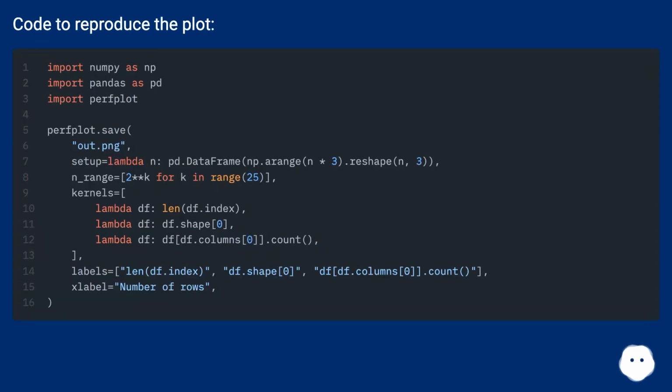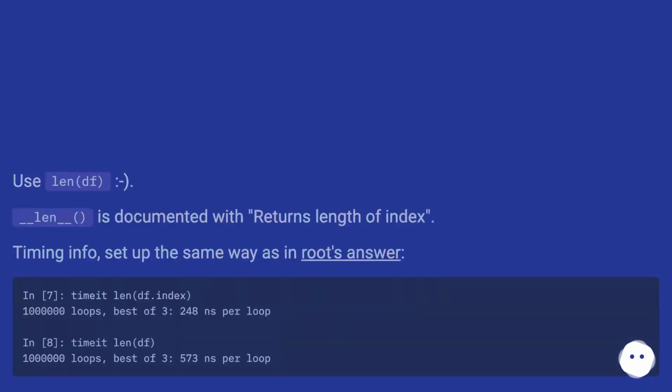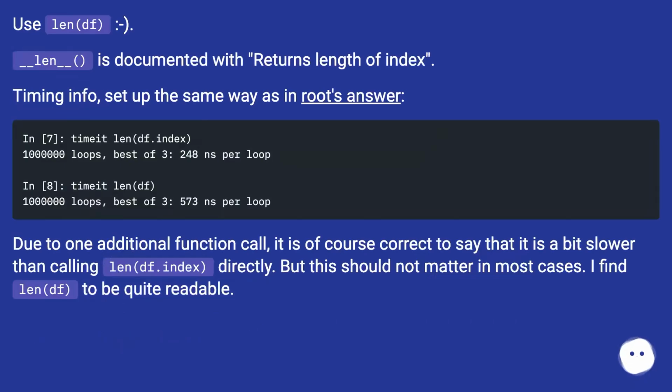Code to reproduce the plot. Use len(df), whose __len__ is documented as returning the length of the index. Timing info is set up the same way as in root's answer.